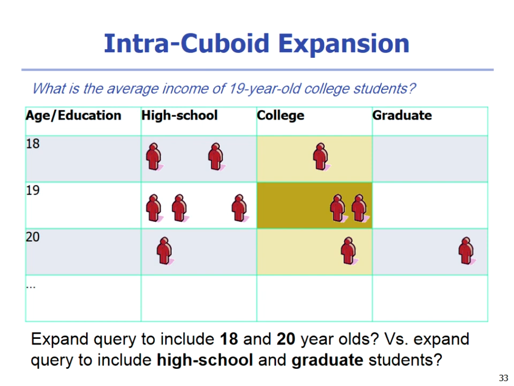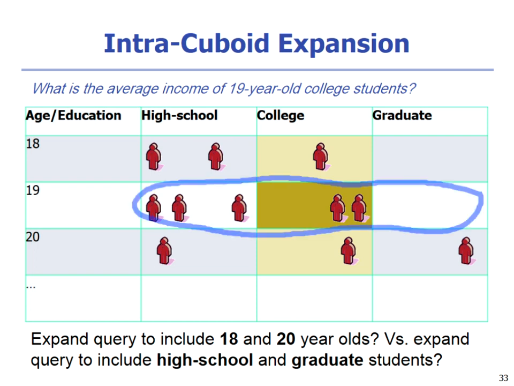So for example here, for intra-cuboid expansion, for our question, we expand the query to include 18 and 20 years old. This is the first manner of intra-cuboid expansion. Or the second manner, we can expand the query to include high school and graduate students for 19 years.